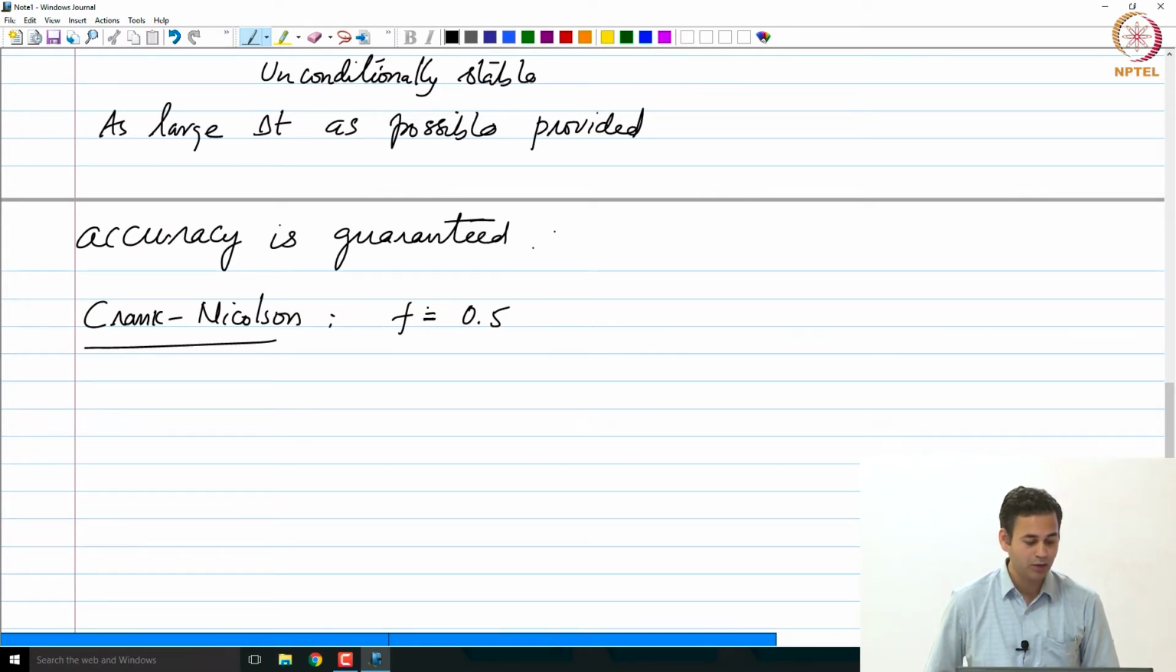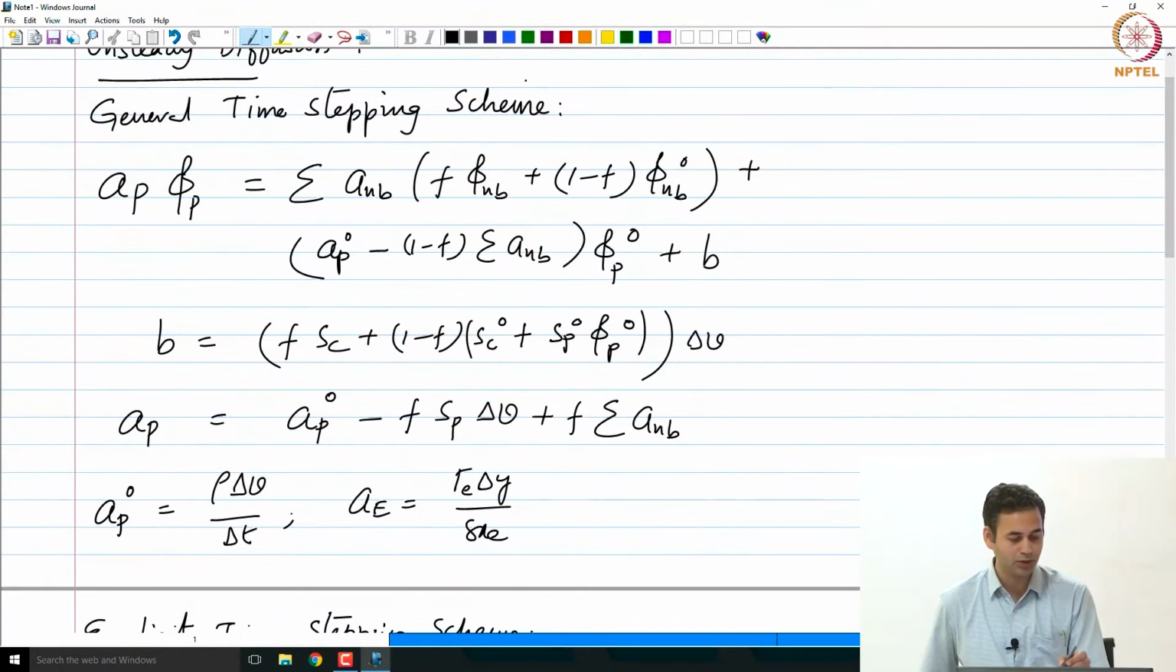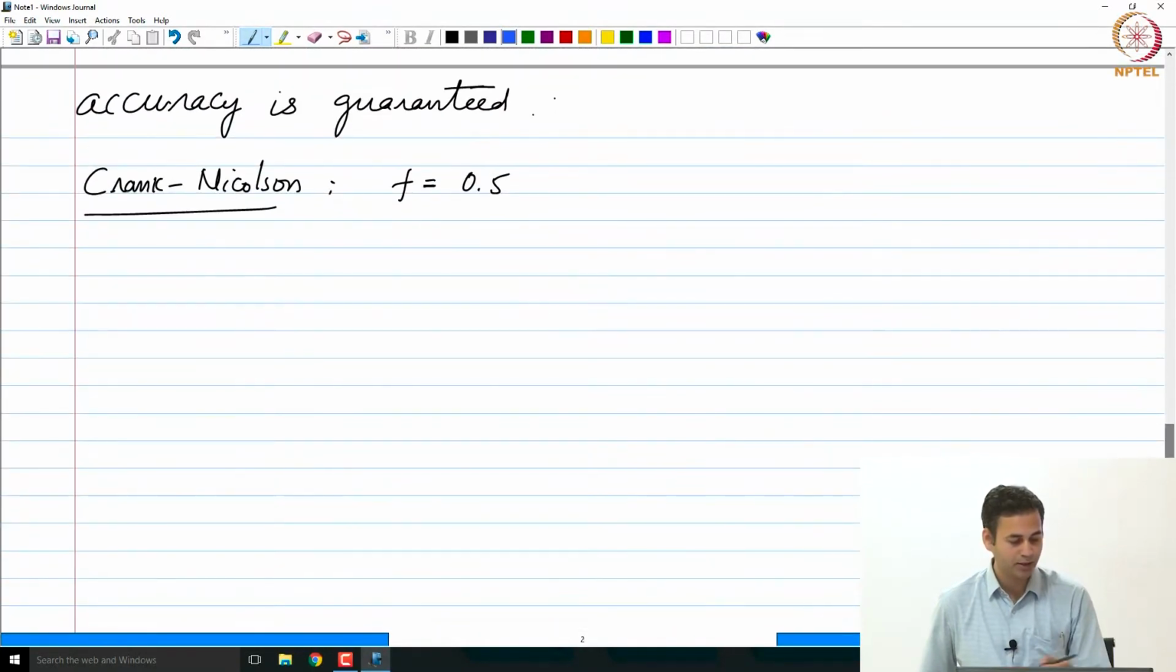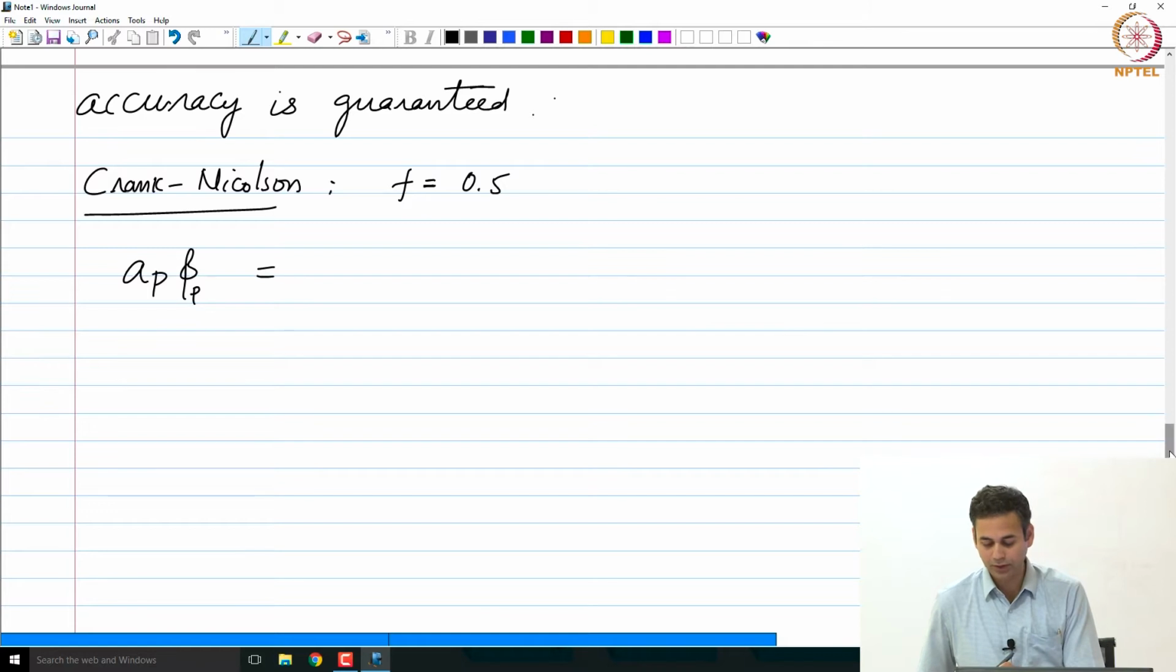Okay. And now, let us substitute these back into the original equation, into the general time stepping equation, that is this one, and see what would be the corresponding equations. So, maybe you can substitute and again tell me what these would be. So, this would be A p phi p equals, what would be the values on the right hand side?